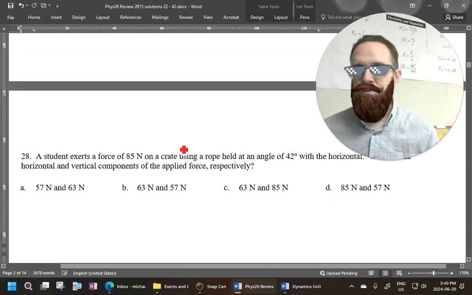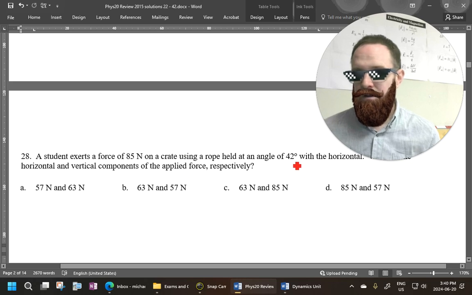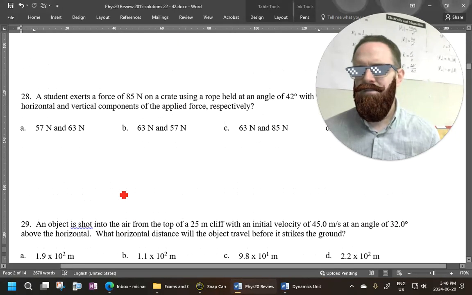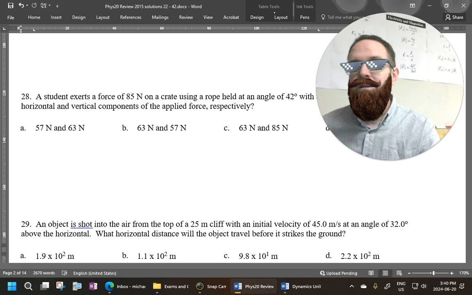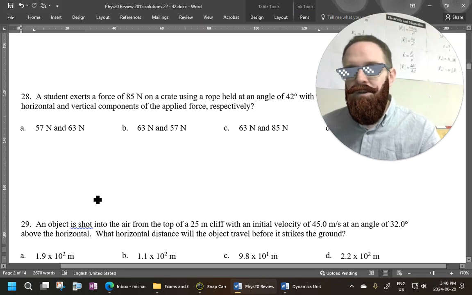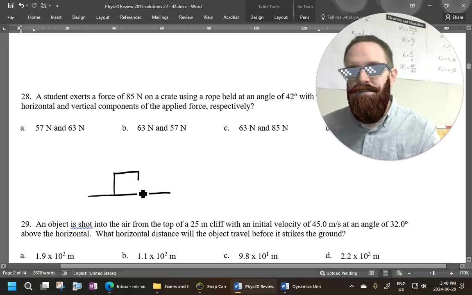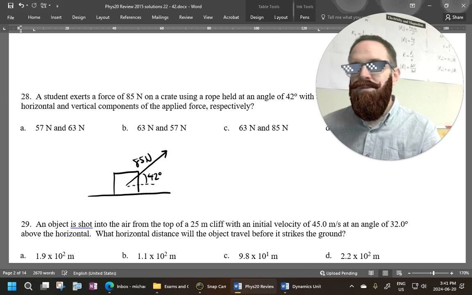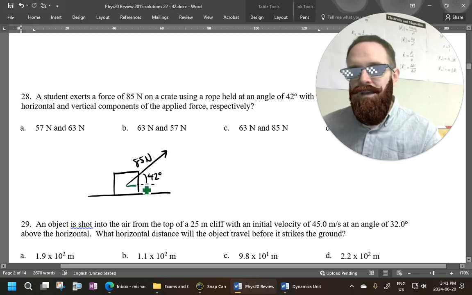Okay, let's go to the next question here. A student exerts an 85 newton force at an angle of 40 degrees with the horizontal, find the horizontal and vertical components respectively. Oh, it's just like this question up here. It's pretty much the same thing, but now they want both pieces. So if I were to draw this picture out, we have this crate here being pulled at an angle of 42 degrees, 85 newtons, and we just want to find the x and the y pieces.